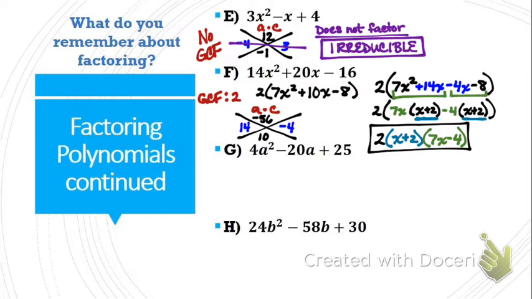Do we have a GCF on part G? No GCF. I need two numbers that multiply to 100 and add to negative 20. It's negative 10 and negative 10. We are really excited about this, and we are also absolutely correct.